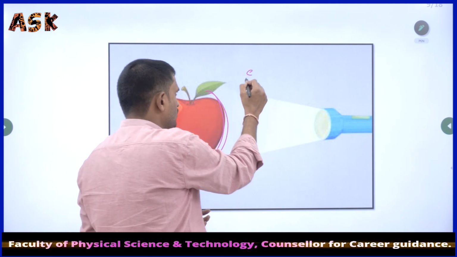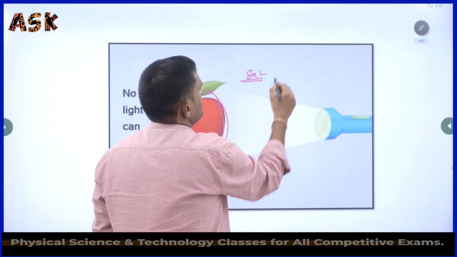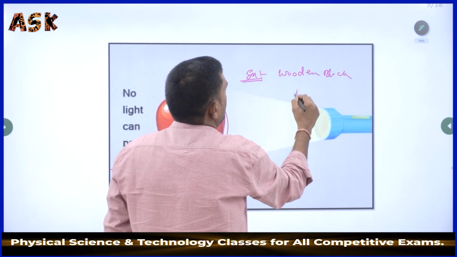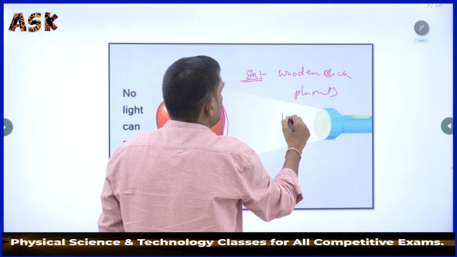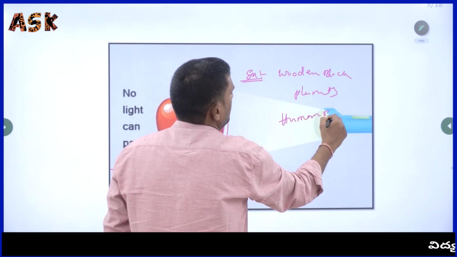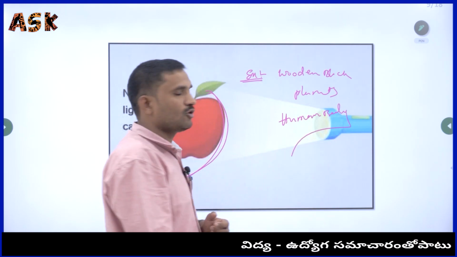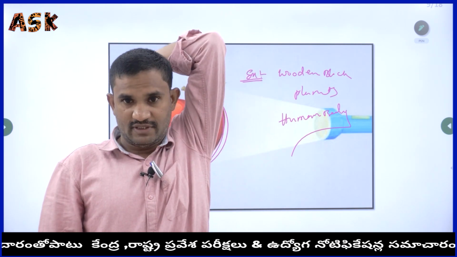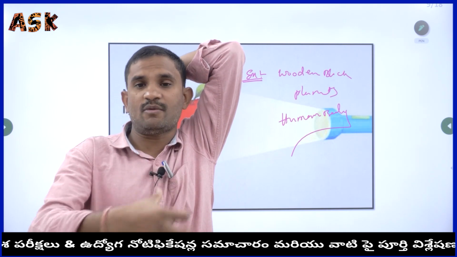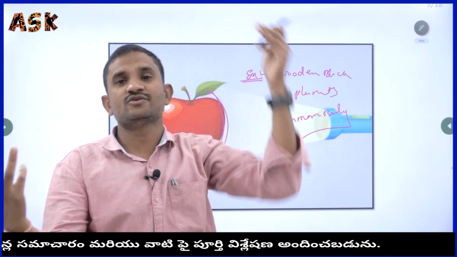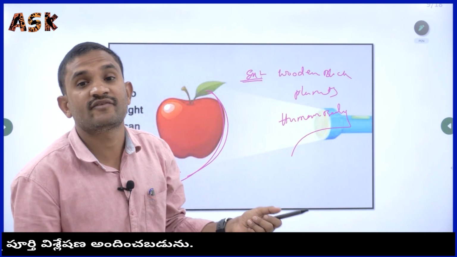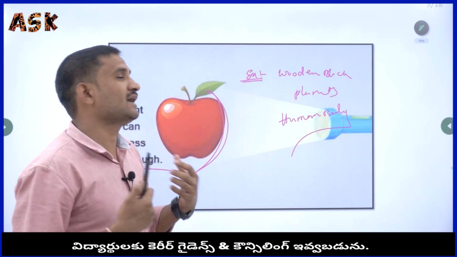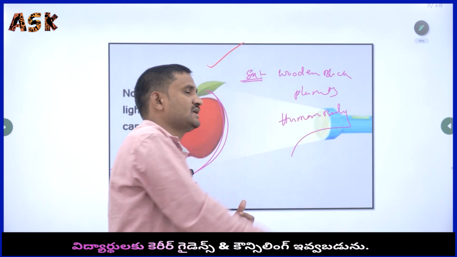Examples for opaque substances are wooden block, planets, and the human body, which is also a best example for opaque substances. Suppose in a torchlight, I try to keep it behind me. Is there any chance for the light rays to come out? No, there is no chance because my body is stopping, obstructing the light rays. That's why our human body is also considered an opaque substance.